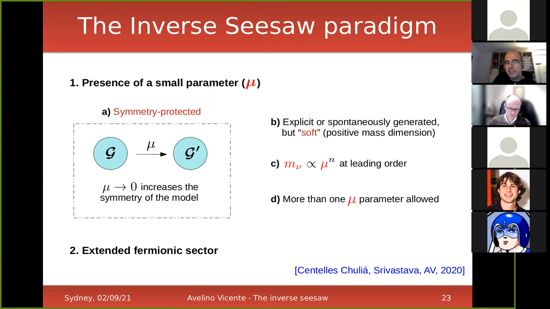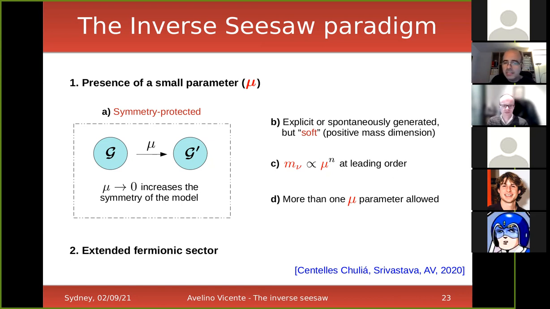And that implies also that when you take the limit mu going to 0, you increase the symmetry of the model. This is very important because then automatically all corrections to this parameter have to be proportional to the parameter itself due to symmetry protection. And therefore it is allowed to introduce this small parameter. You will see later how small it is compared to the other parameters in the model, without any problem with relative correction, for example. So this is very important.